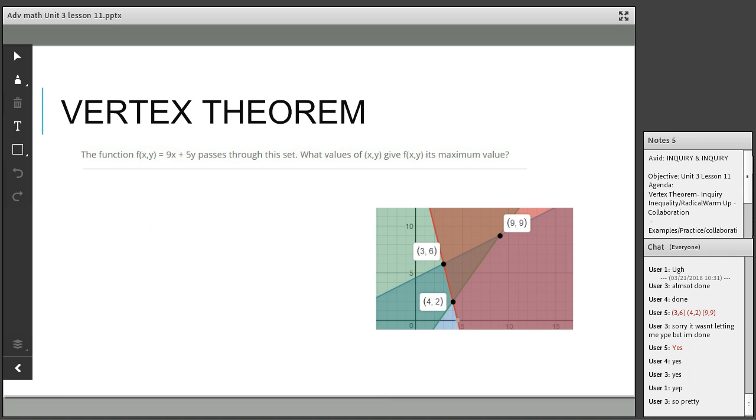So once we've got these vertices, and this is a question off your checkpoint, here's the rest of this question. The function f of x, y equals 9x plus 5y passes through this set, the set that you just graphed. What values of x, y give the function its maximum value? All right, so this is off your checkpoint for 11. I think it's the toughest problem on there. So which values would give this equation its maximum value? In the vertex theorem, we're going to check our vertices.